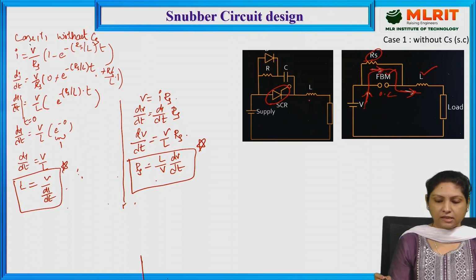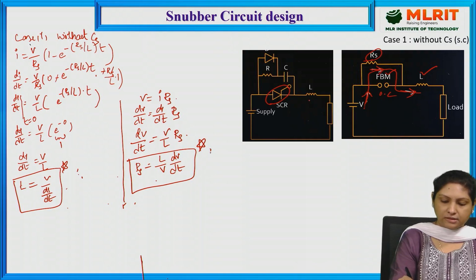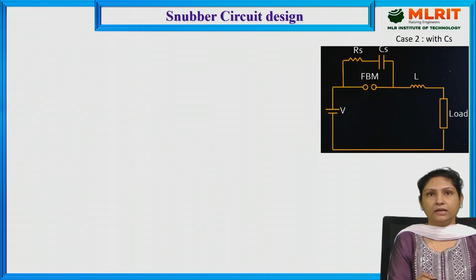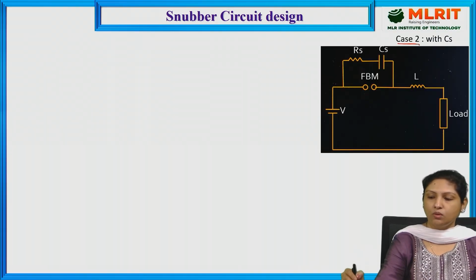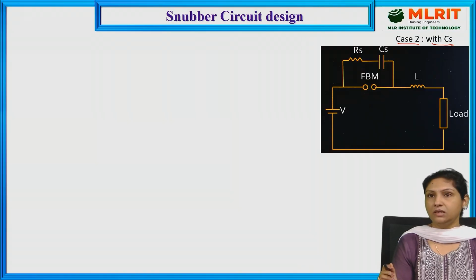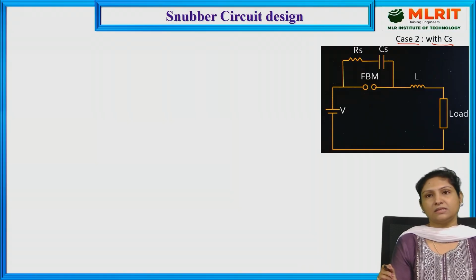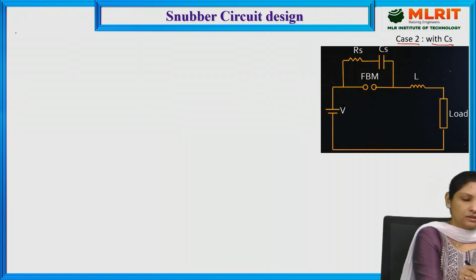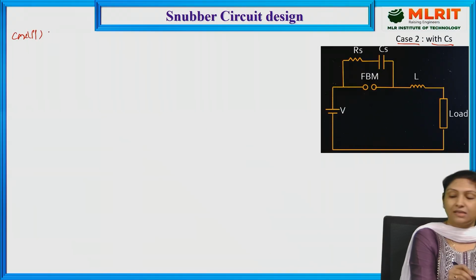And let us consider case 2. These are the required values of inductor as well as resistance. And let us go for the case 2 with capacitance. Let us consider the circuit with capacitance. Previously, we have not considered the capacitor, whereas here in this case, we are considering the capacitance. In that case, let us see case 2, that is with capacitance.